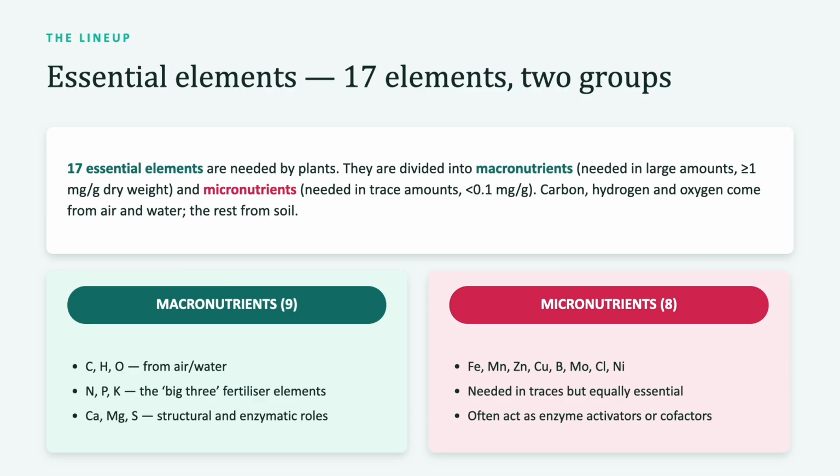Eight of them: iron, manganese, zinc, copper, boron, molybdenum, chlorine, and also nickel. Most work as enzyme activators or cofactors. A common exam trick: micro does not mean less important, it means less quantity. Remove any one of them and the plant dies.